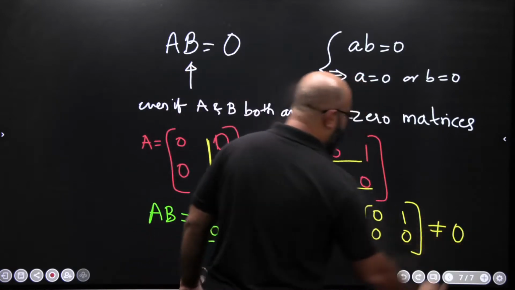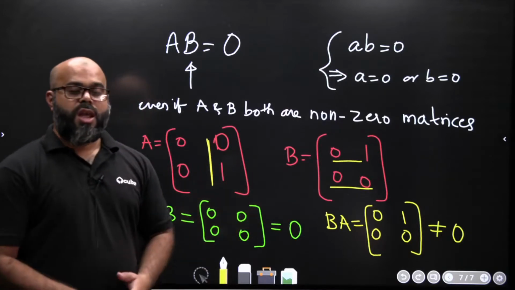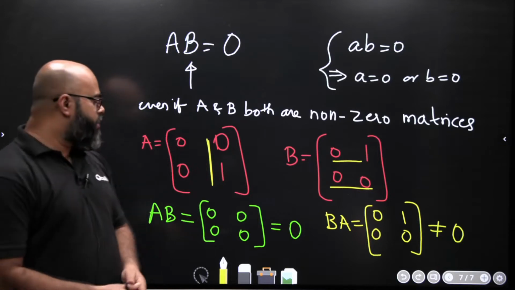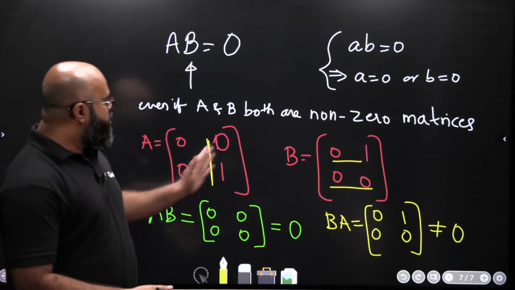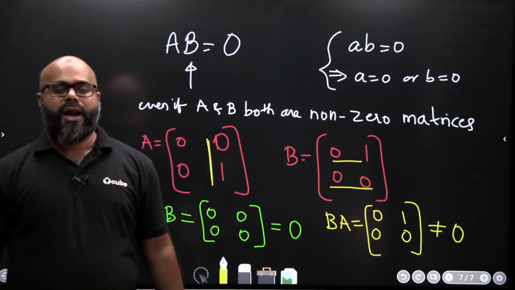So it is also an observation here which is very important, that both A and B exist, and A and B are of the same order, 2 cross 2, still both products are not the same. One is a null matrix, another is not a null matrix, and here A and B both are non-null matrices. So anything of this situation may happen, and you should not get confused.